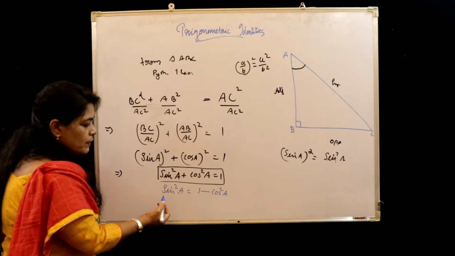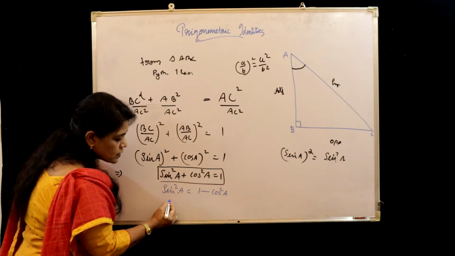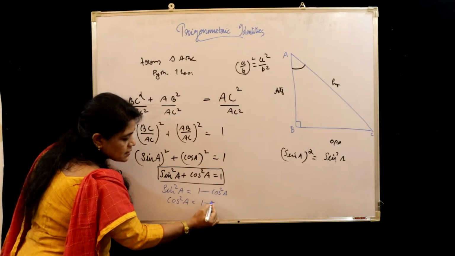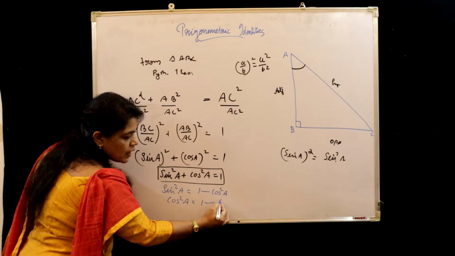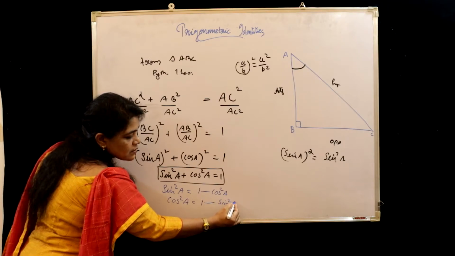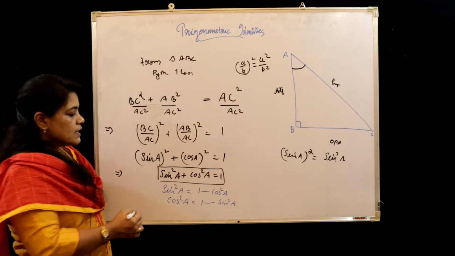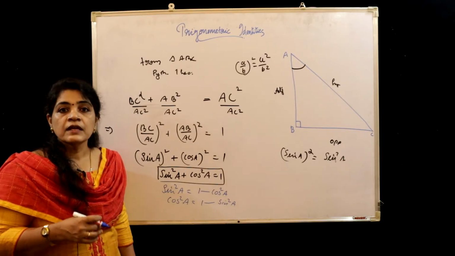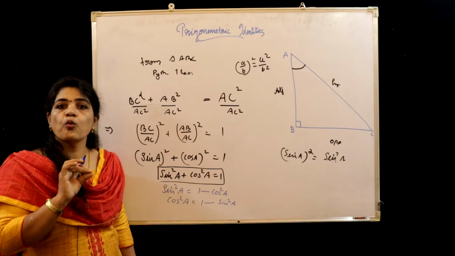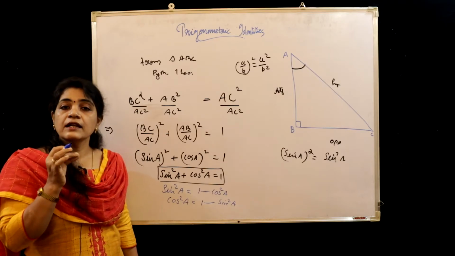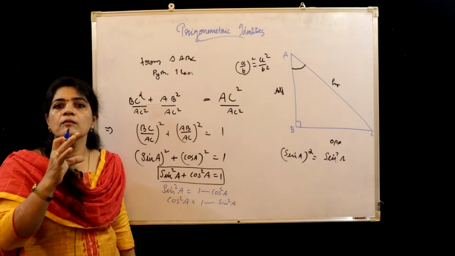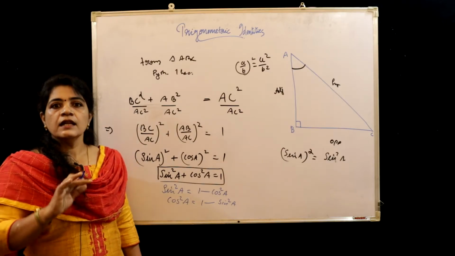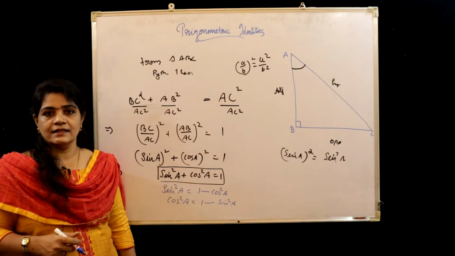The same way, if you keep cos square A on the LHS, then what happens? 1 comes to the RHS, minus sine square A. So these are the very important results we get from the first identity: sine square A equal to 1 minus cos square A, and cos square A equal to 1 minus sine square A. Is it okay, children? Now we are moving to the second identity.